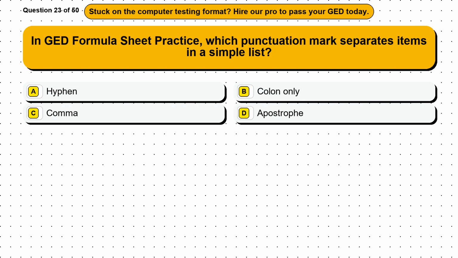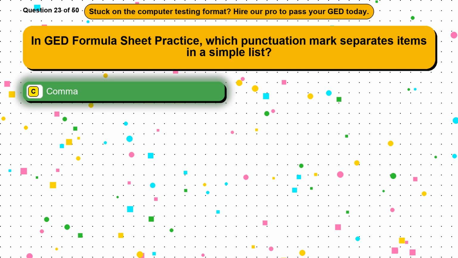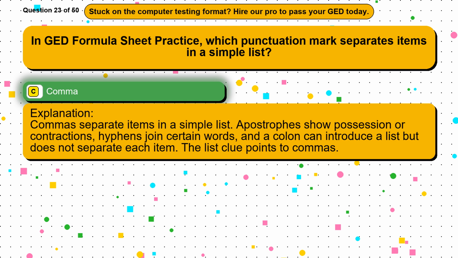Question 23. In GED formula sheet practice, which punctuation mark separates items in a simple list? Option A, hyphen. Option B, colon only. Option C, comma. Option D, apostrophe. The correct answer is option C. Comma. Commas separate items in a simple list. Apostrophes show possession or contractions, hyphens join certain words, and a colon can introduce a list but does not separate each item. The list clue points to commas.